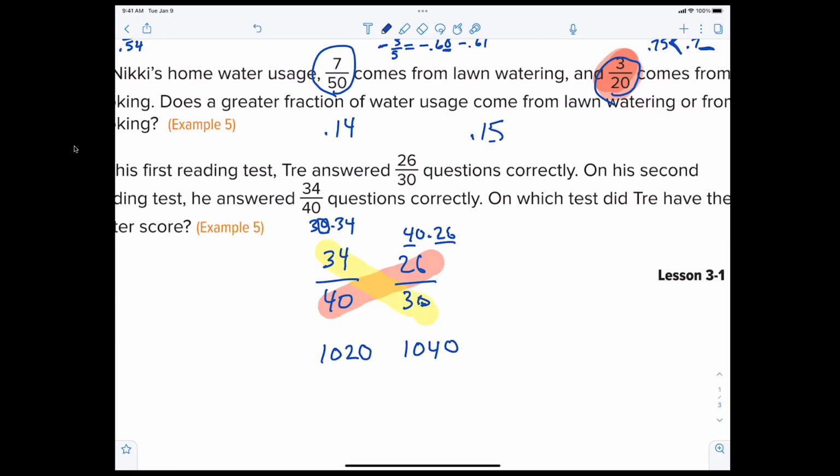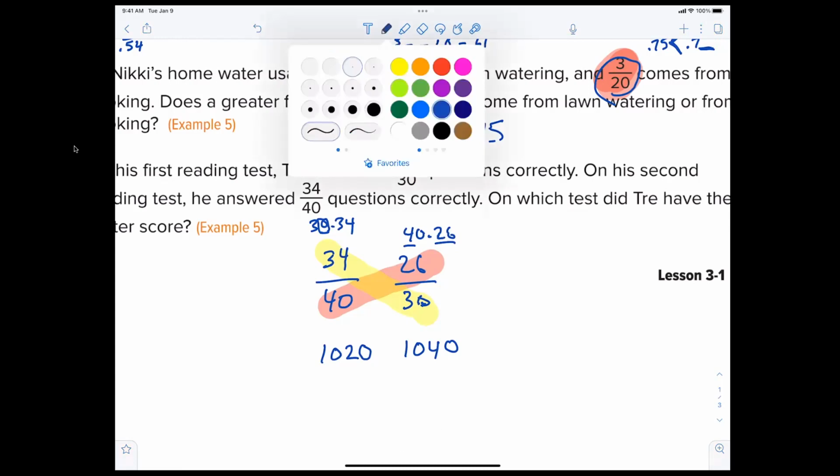Am I making a mistake here? You said you thought 34 over 40 was greater. You just cross multiplied. You didn't even look at your answers. You just said, I think I'm right, so I'm going with my answer. Oh, shoot. You see what I'm saying now. I'm just looking at it.